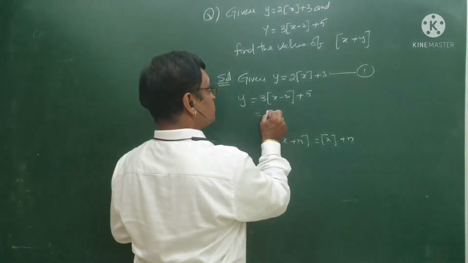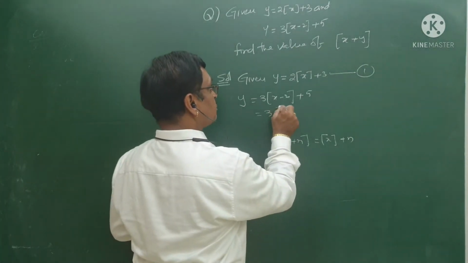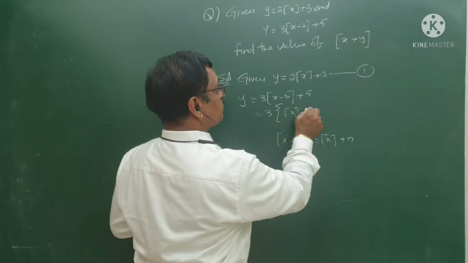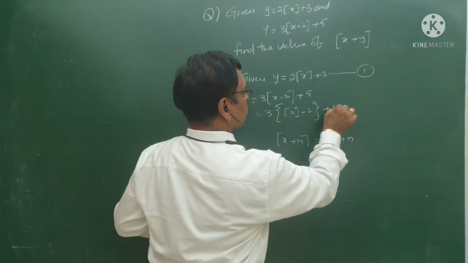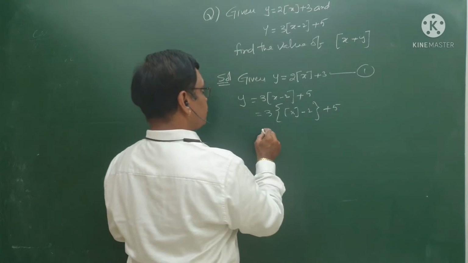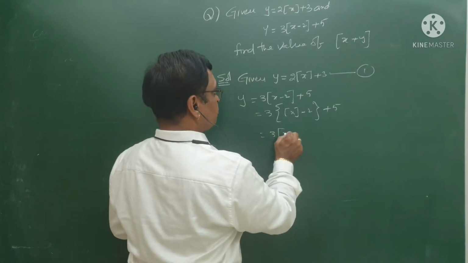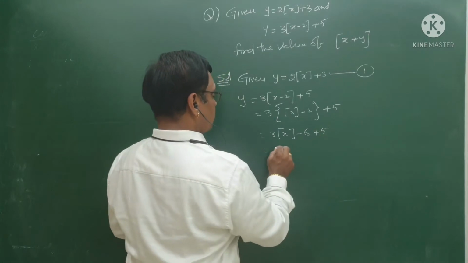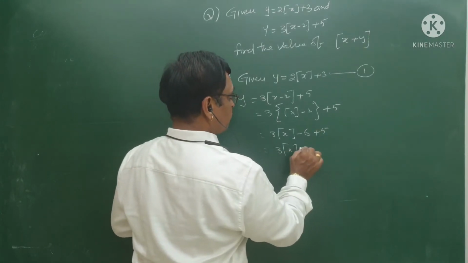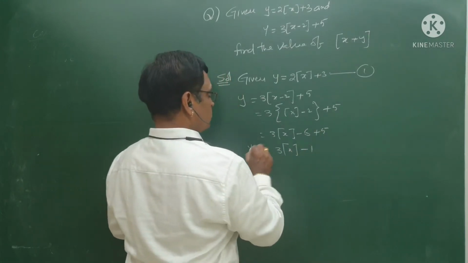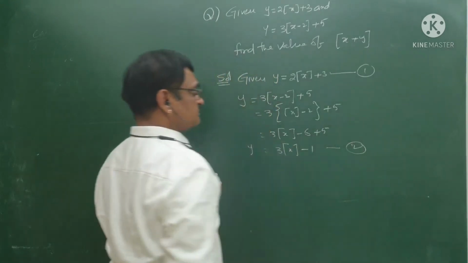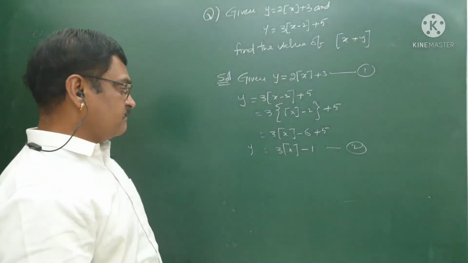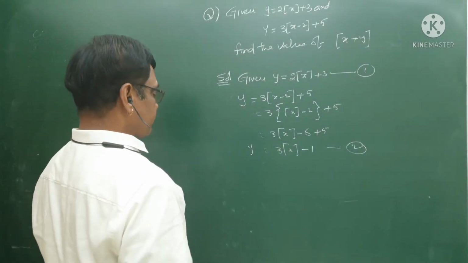So using this concept, I can write 3 times integral part of x minus 2 plus 5. Now just open the bracket. We have 3 times integral part of x minus 6 plus 5, or 3 times integral part of x minus 1. This is number 2. Now these two are linear equations you have to solve. First, I will go for elimination of y.